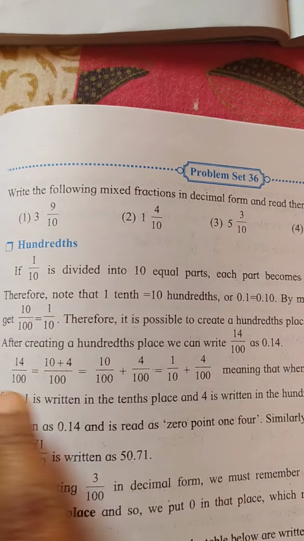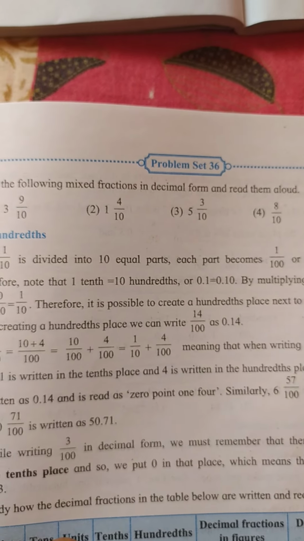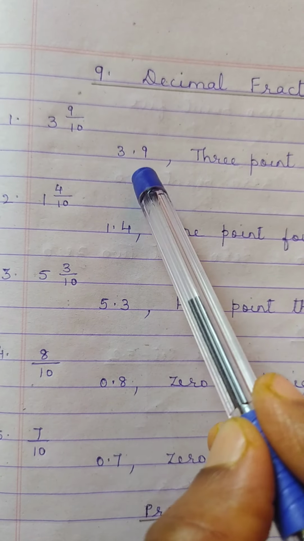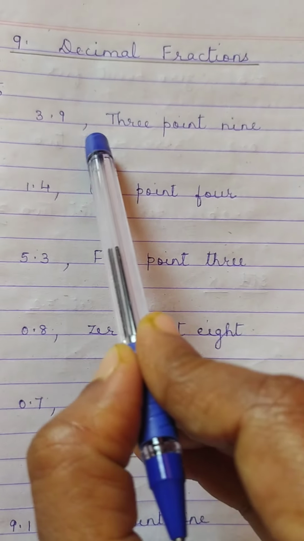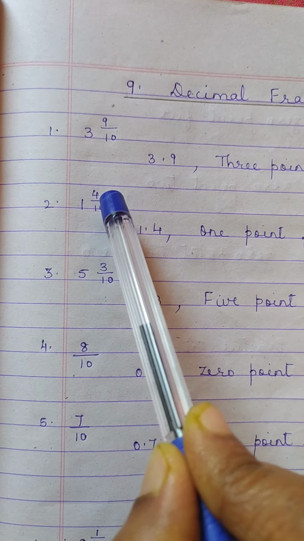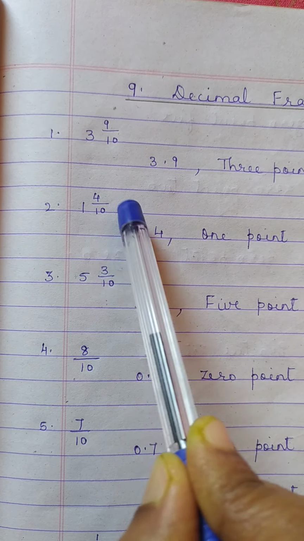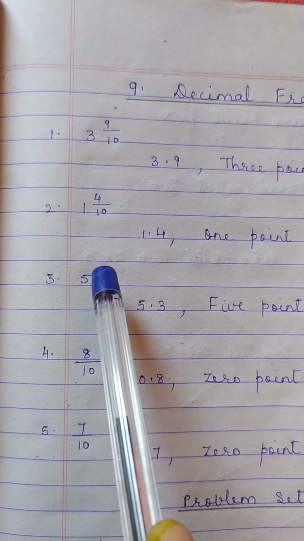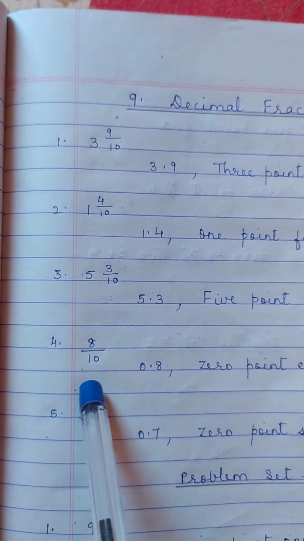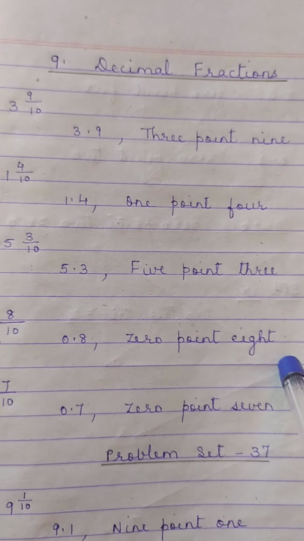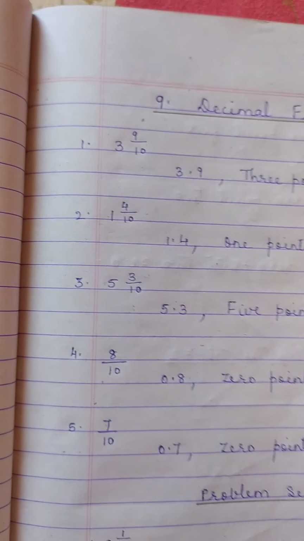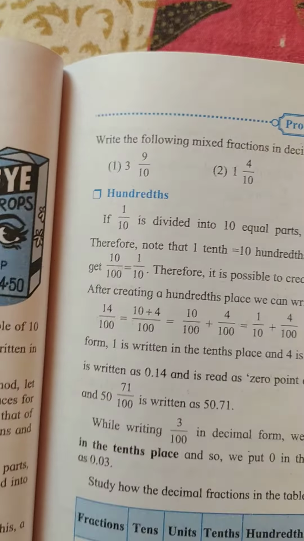Now first question. Write the following mixed fractions in decimal form and read them aloud. I have solved this for you here. First question, 3 and 9 upon 10 is written as 3.9. Next, 1 and 4 upon 10 is written as 1.4. With 4 by 10, the decimal comes to the left, 1.4. 5 and 3 by 10 is 5.3. 8 upon 10 is 0.8. 7 by 10 is 0.7. So this is your first exercise, that is exercise number 36.